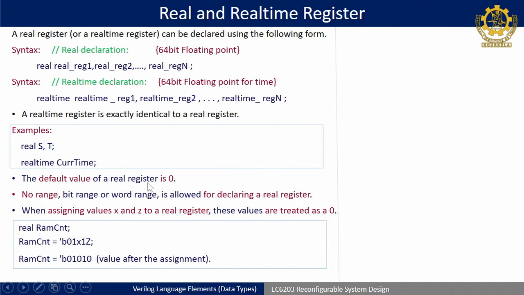The default value of a real register is 0, whereas we know that the default value of other registers is x, as we discussed. But in the real time case the default value is 0. Here we have also written that when assigning values x and z to real registers, these values are treated as 0. Okay. So, let us say we have defined RAM CNT as a real data type, and I have assigned 0, 1, x, 1, z to RAM CNT. Here 0, 1, x will become 0, and again 1, z will become 0. So, x and z are treated as 0 value. This is all about your real time registers.